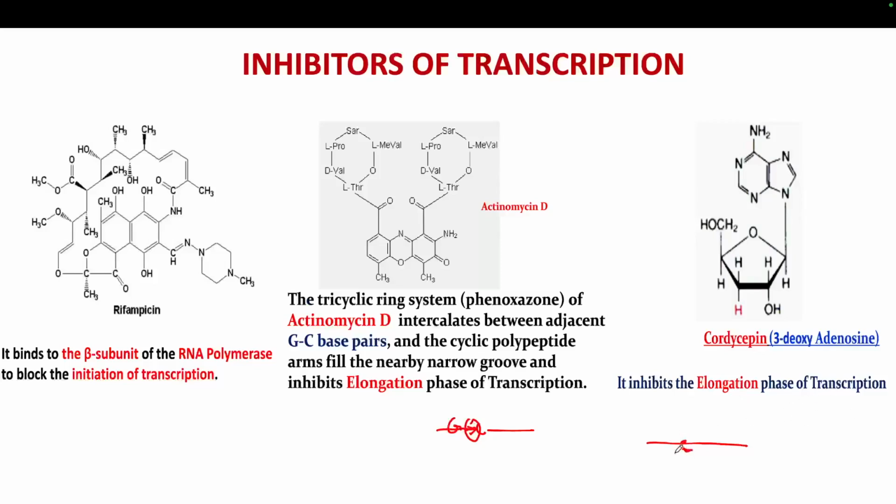If it is introduced here, there is no free 3' OH group, so that's why no more nucleotide will be added in the mRNA. So the transcription will be terminated there itself. These are the different inhibitors that you have to remember, because from the exam point of view it can be asked, like on which subunit of the RNA polymerase does rifampicin act, and which stage of the transcription is inhibited by cordycepin or actinomycin D. You have to remember that. And cordycepin is the analog of adenosine, which you also have to remember.